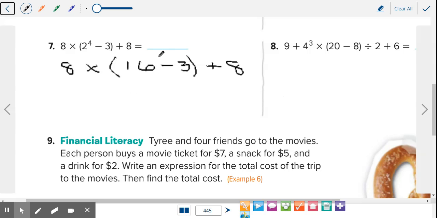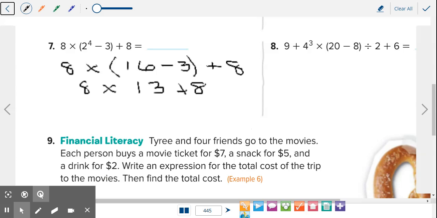So now we still got to finish out our parentheses. So we just rewrite 8 in that multiplication sign. Now what's 16 minus 3? 13 plus 8. This is why I'm telling you, you have to write them out. Otherwise, they get very confusing.